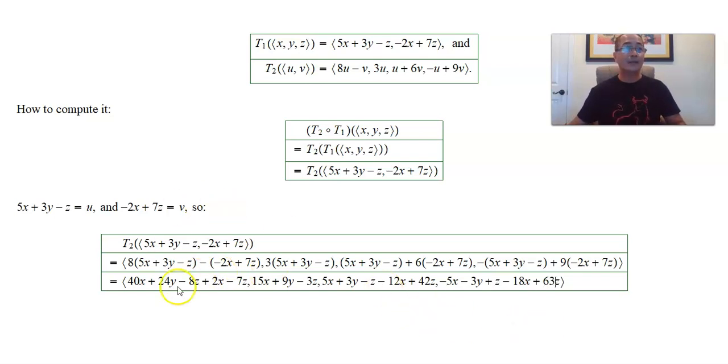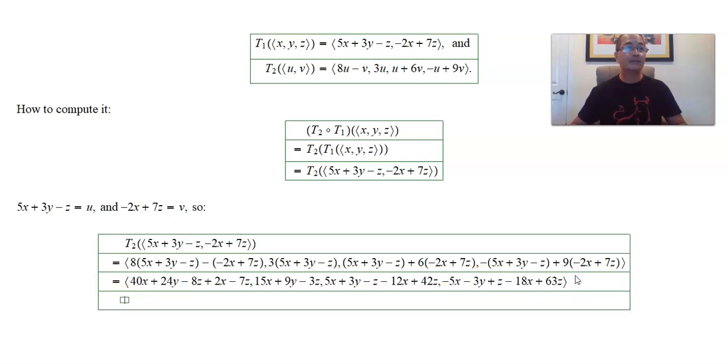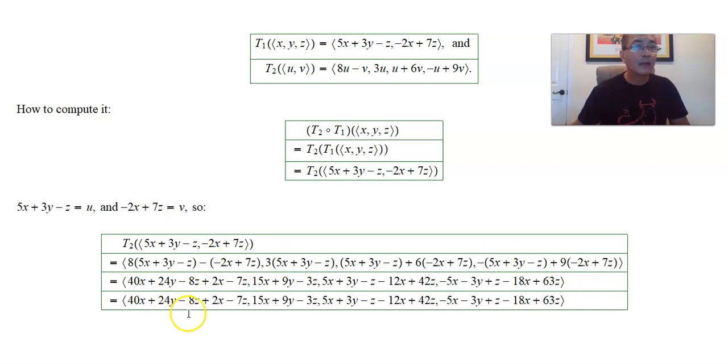Okay, so getting close. Now we simplify each component. So what have we got here? 40 and 2x, we got 42x. Erase that. And then y by itself, minus 8 minus 7, minus 15. Next, oh, okay, it's all by itself. Yay. 5x minus 12x. So that is minus 7x.